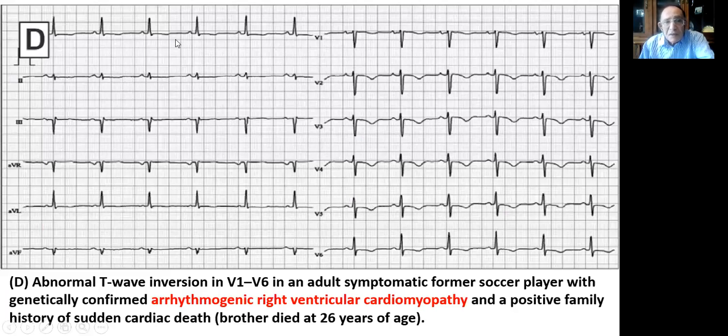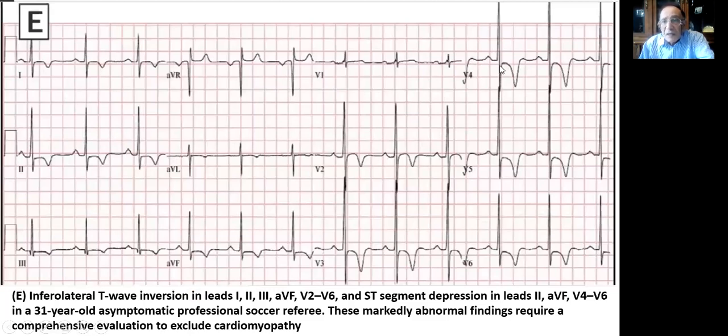Here, two examples. Here, flat T all over and inverted T all over. This is arrhythmogenic right ventricular cardiomyopathy. You cannot allow this to play competitive sports. Here, T inversion in V4, 5, 6 and lead 2, lead 3, AVF. This is hypertrophic cardiomyopathy.